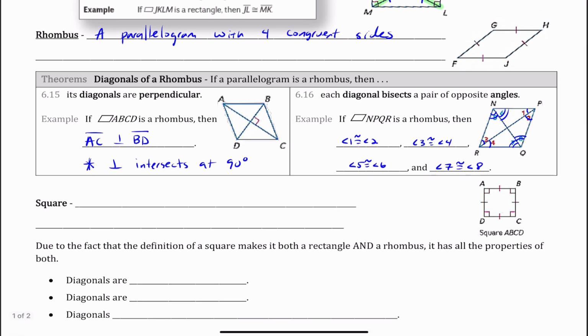A square. Now, a square is a parallelogram with four congruent sides and 4 right angles. Okay, so the sides are congruent and it has 4 right angles. Now, due to the fact that the definition of a square makes it both a rectangle and a rhombus, it has all the properties of both.